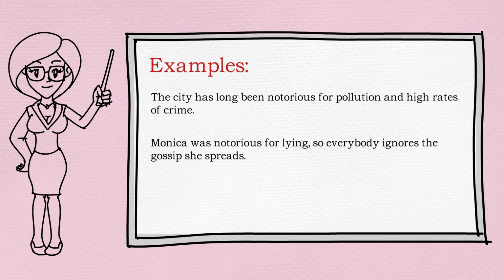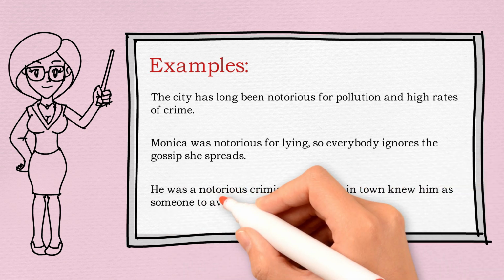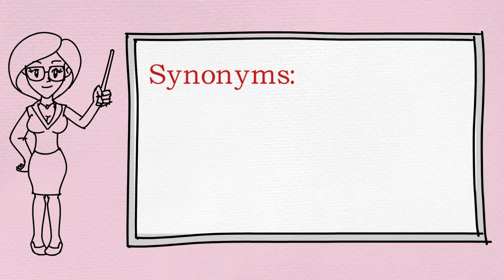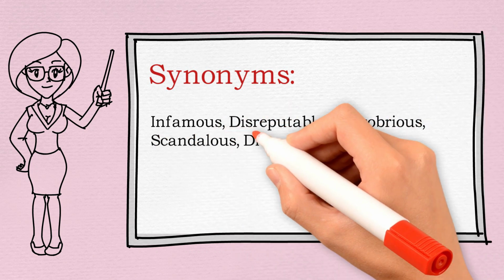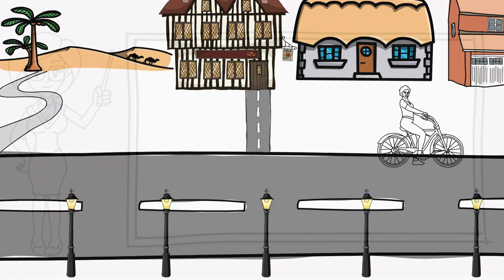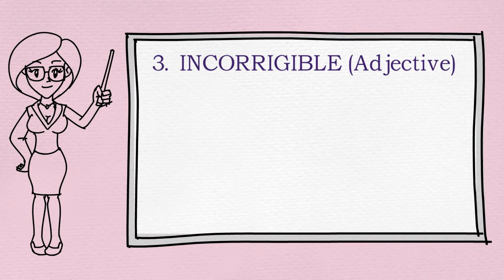Example 3. He was a notorious criminal. Everyone in town knew him as someone to avoid. Some of the terms referring to similar meaning to the word notorious are infamous, disreputable, opprobrious, scandalous, dishonorable, ignominious, large, disgraceful. The next word of the day is Incorrigible.